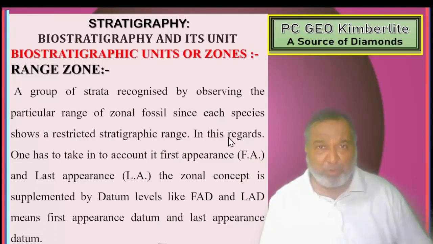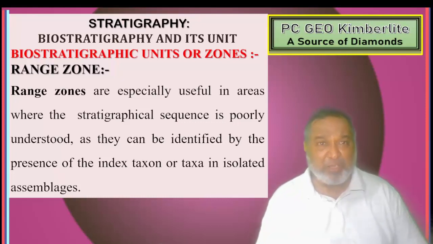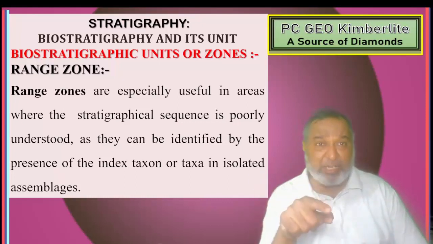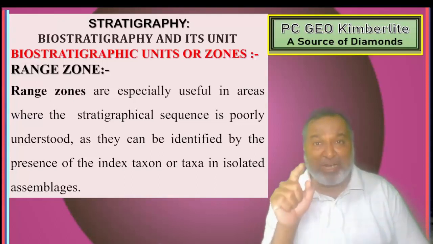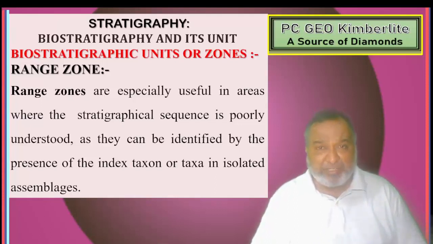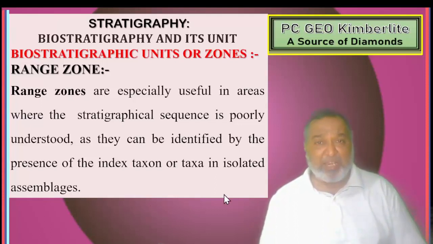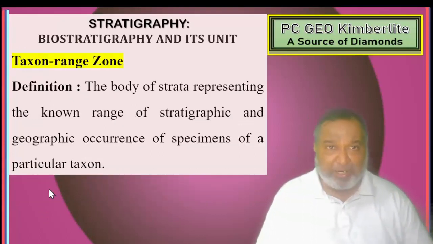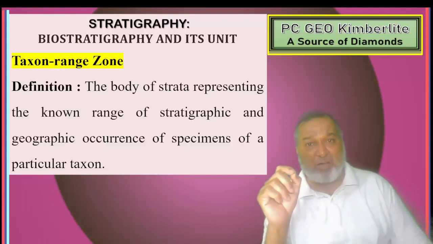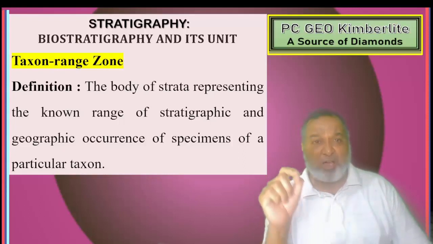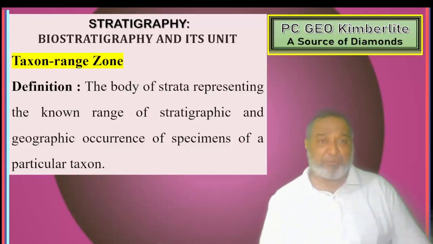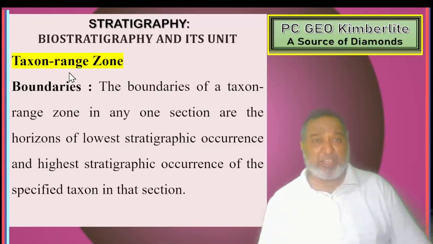So you have to remember this, those who are preparing for competitive examinations, it is very important. Range zones are essentially useful in areas where the stratigraphical sequence is poorly understood, as they can be identified by the presence of index taxon or taxa in isolated assemblages. Taxon range zone: the body of strata representing the known range of stratigraphic and geographic occurrence of specimens of a particular taxon. Then it is called the taxon range zone.